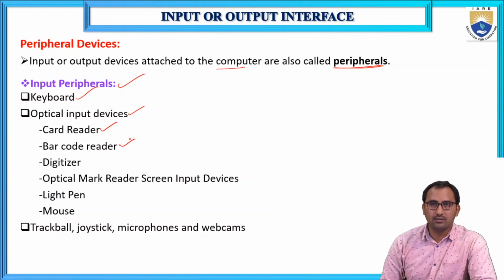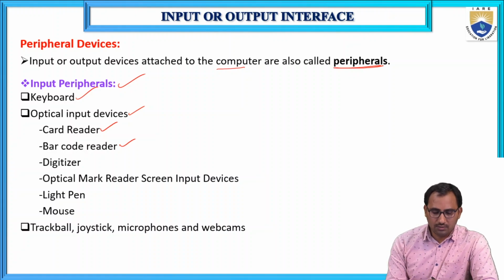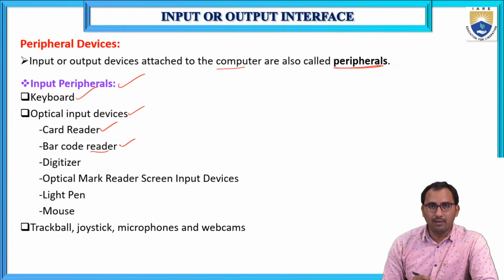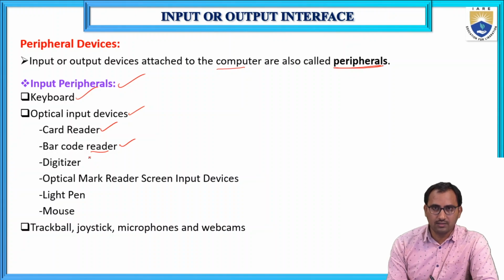Next is the barcode reader. Suppose you go to any shopping mall or supermarket, on some products there will be a barcode. Using this barcode reader, we can scan the barcode available on the product, so that it captures the entire product information. So that is a barcode reader, and then a digitizer.